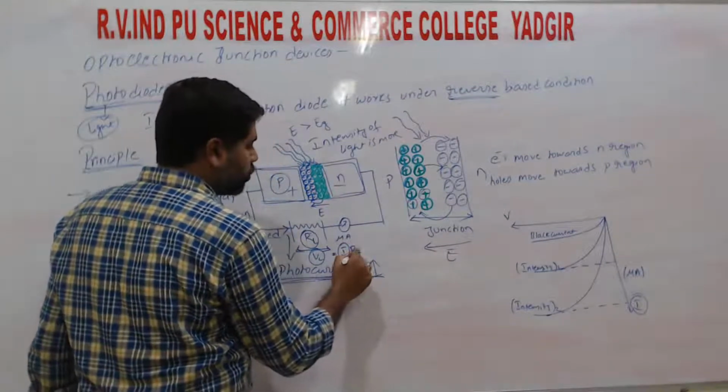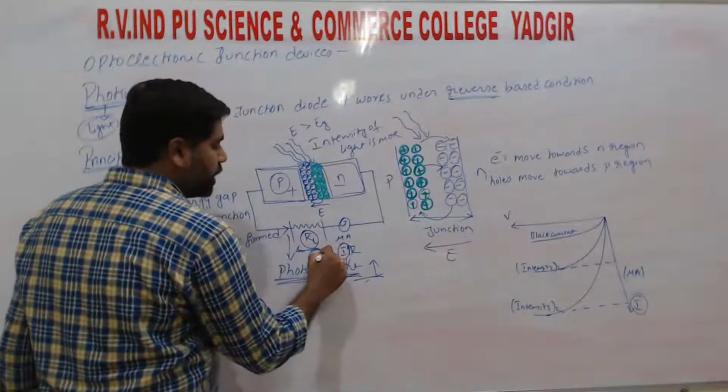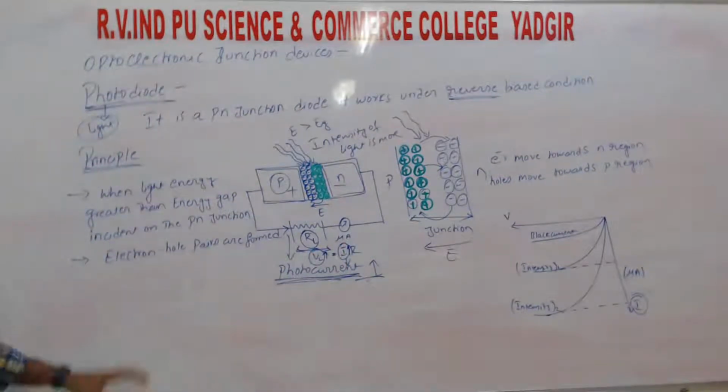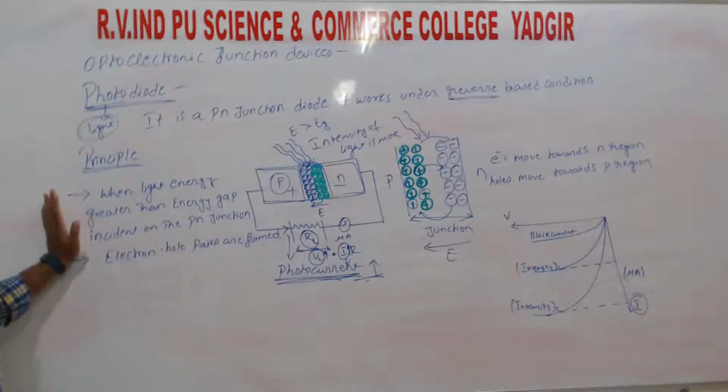So this I is the photocurrent. If I is more, then VL will be more, right? So this is about the photodiode, right?